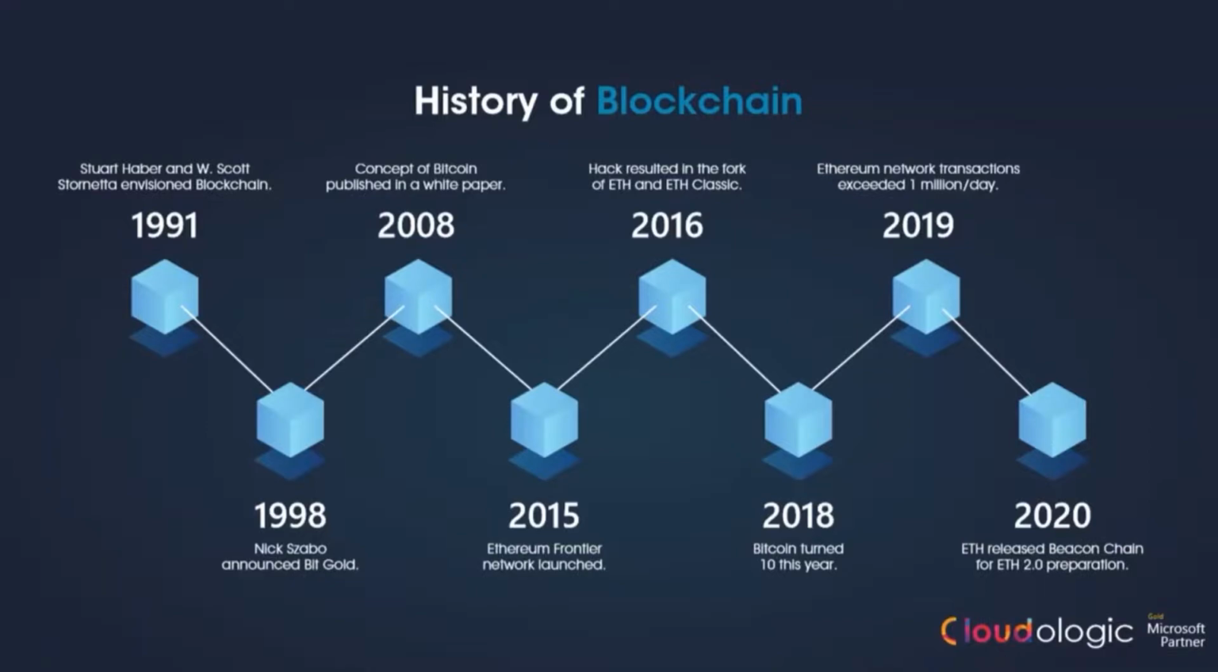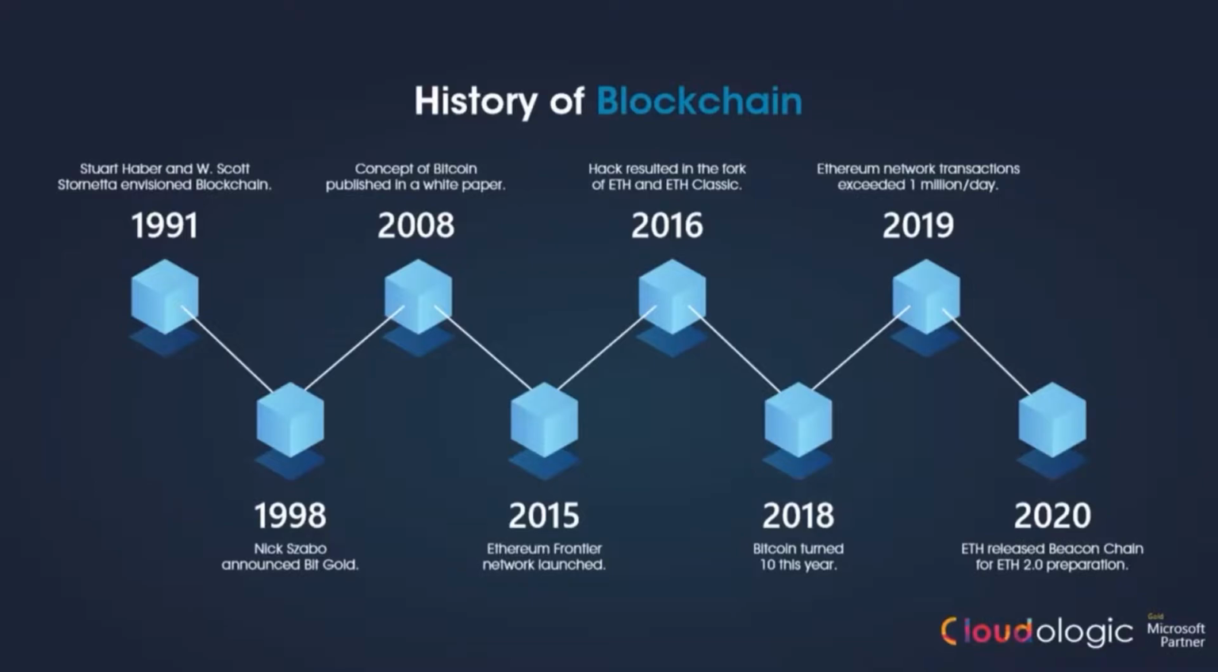In 2019, Ethereum network transactions exceeded 1 million per day. Blockchain research and development took center stage as organizations embraced blockchain technology and decentralized applications for a variety of use cases. And in 2020, nearly 40% of respondents incorporated blockchain into production, and 55% viewed blockchain as a top strategy priority, according to Deloitte's 2020 Global Blockchain Survey. And in 2020, Ethereum launched the Beacon chain in preparation for Ethereum 2.0.